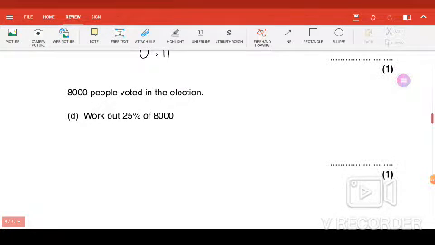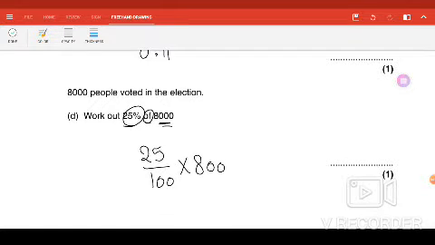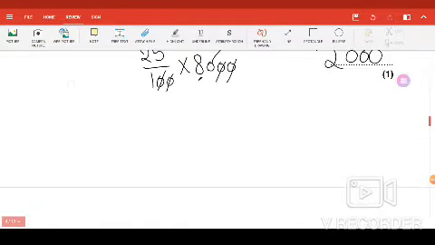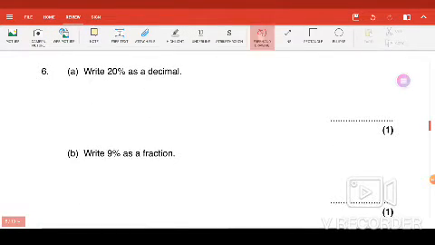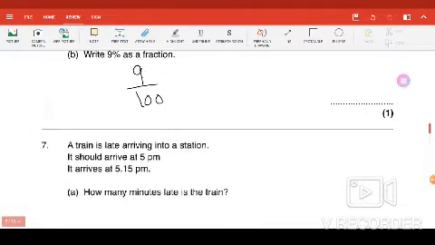8,000 people voted. What's 25%? So 25, this is a percentage of an amount, so we multiply 25/100 multiplied by 8,000. You can cancel, simplify this. 25 multiplied by 8 will be 200, and we have 0 to be 2,000. This as decimal, 0.2. 9% as a fraction will be 9/100. This is the simplest form.